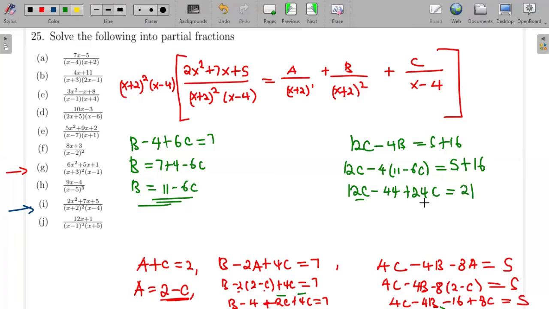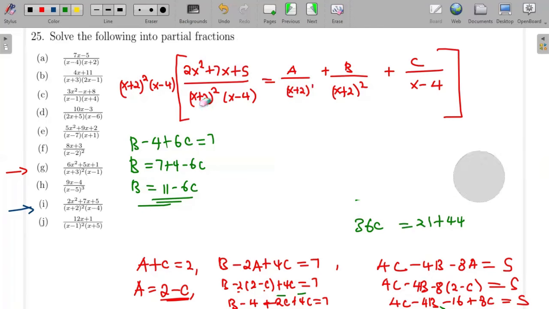Okay, so we see that we have c and c there. So we are going to add the 12c plus the 24c. That will give me 36c is equal to 21. This minus 44 goes to the other side, plus 44. Simply meaning, what will be my c? So c is equal to, what is 21 plus 44? Okay, so 21 plus 44 gives me 65 over 36.